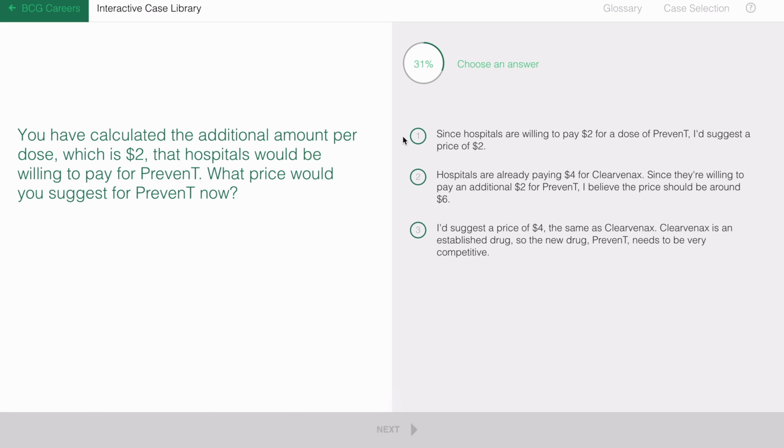So let's look at our answer choices. One says that they're willing to pay $2, so they suggest a price of $2. No, that's wrong, right? $2 is the economic value that it provides over Clearvanax. Answer choice 2 says hospitals are already paying $4 for Clearvanax. Since they're willing to pay an additional $2, I believe the price would be $6. That makes a lot of sense, right? That's exactly what we said before. 3 says I'd suggest a price of $4, the same as Clearvanax. This we know is wrong because Prevent-T is overall a better drug than Clearvanax. From an economic value delivery perspective, it doesn't make sense to price it at $4 when hospitals are willing to buy it for up to $6, right? So answer choice 2 here is correct.